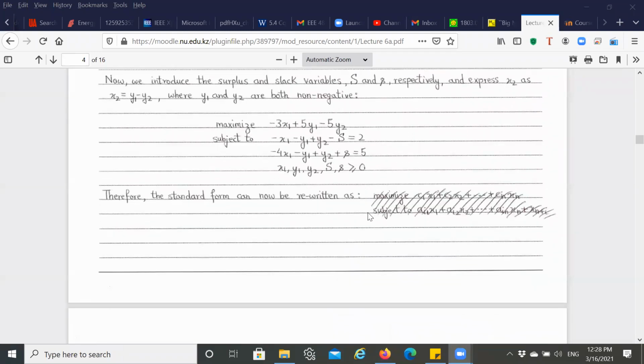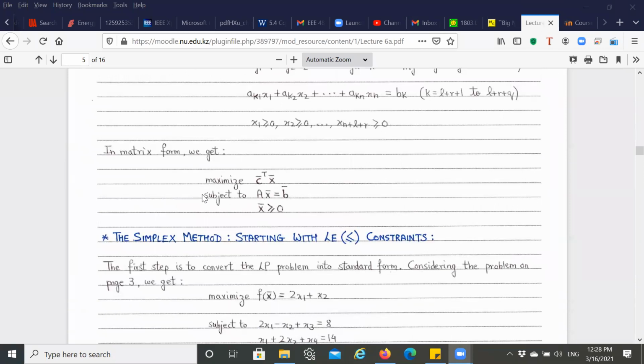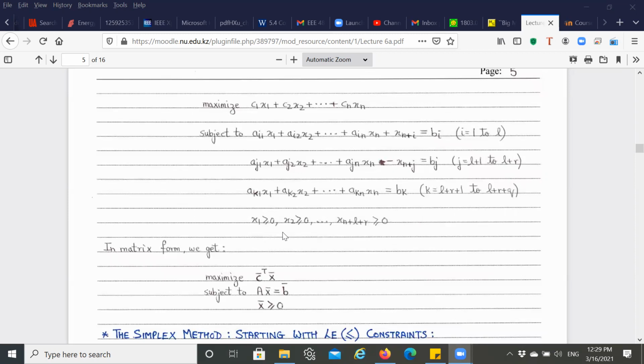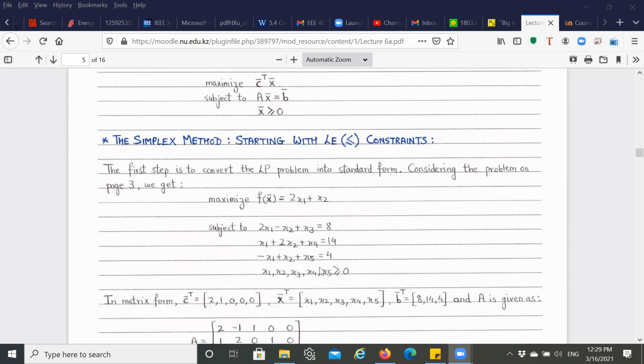Is it clear, guys? Clear. Good. Keep this in mind: the matrix form is very important because we'll be needing it in KKT analysis. In matrix form, when the standard form has everything converted to equality, it will be the transpose of C times the column matrix X, with AX equal to B, where B should be positive, and all the variables should be greater than or equal to 0.